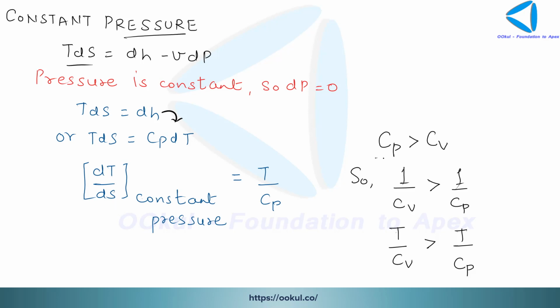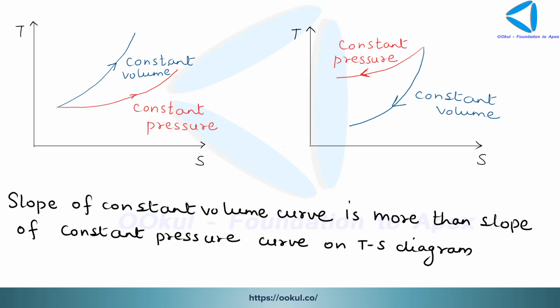Now we know that Cp is always greater than Cv, that is, the specific heat at constant pressure is always greater than the specific heat at constant volume. We take the reciprocal of them, so 1 by Cv becomes greater than 1 by Cp. Multiplying both sides by T, we have T by Cv greater than T by Cp. So the constant volume process has more slope compared to the constant pressure process.